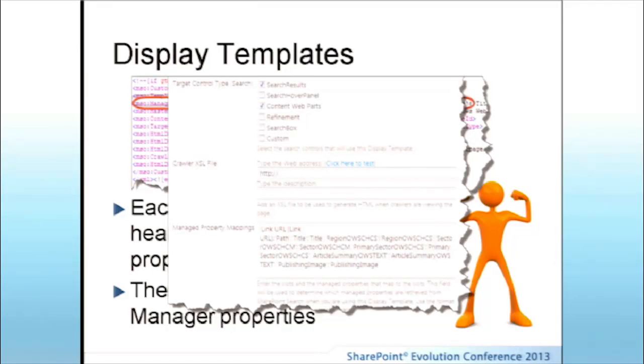Something I haven't actually covered off in my notes is the target control type here. If you're looking at using these display templates across content web parts and search results, you need to make sure you've got both of these boxes ticked, else they don't become available in the drop-down in the web part properties.